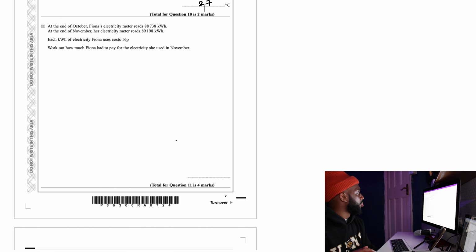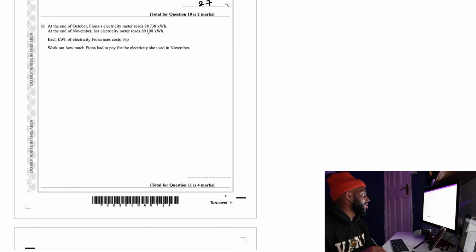So a bit of problem solving in this question. At the end of October, Fiona's electricity meter reads this number here. At the end of November, the next month, her meter reads this number here. Each kilowatt hour of electricity that she uses costs 16 pence. Work out how much she had to pay for the electricity she used in November.